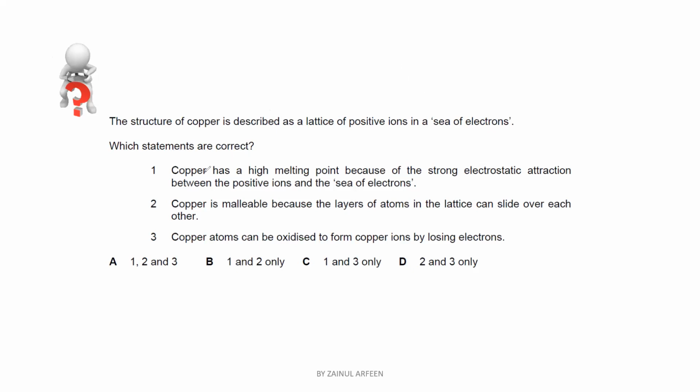So which statements are correct? Copper has a high melting point because of the strong electrostatic attraction between the positive ions and the sea of electrons. That's true. Copper is malleable because the layers of positive ions in the lattice can slide. And copper atoms can oxidize. The term oxidize means they can lose electrons. When something loses electrons, we call it oxidation. So statements 1 and 3 are right, so C is the right answer. Is it clear?